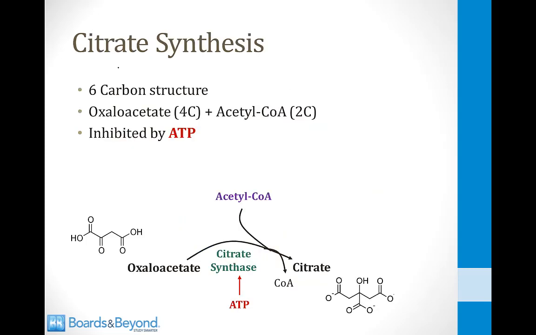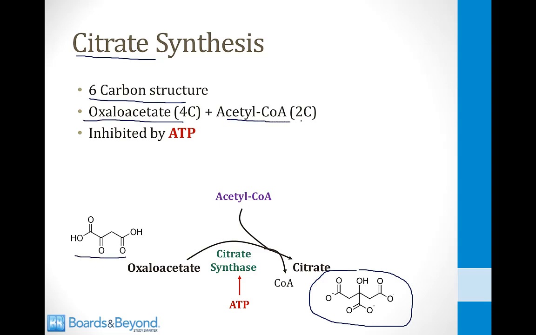So now we'll go through the reactions of the TCA cycle one at a time, and the first one involves synthesis of a molecule of citrate. This is the structure of citrate at the bottom of the screen here. It is a 6-carbon structure, and it is synthesized from a 4-carbon molecule of oxaloacetate, which I've shown on the screen here, plus 2 carbons that come from acetyl-CoA. The enzyme that catalyzes this step is called citrate synthase, and that should make sense to you because it synthesizes citrate. This is an irreversible step, and as we shall see, the irreversible steps are where all the regulation occurs.